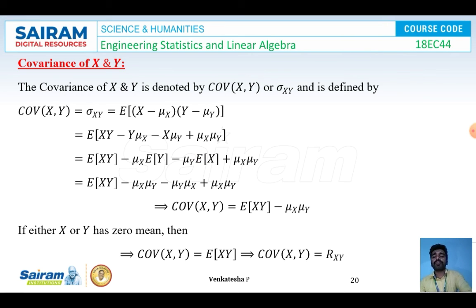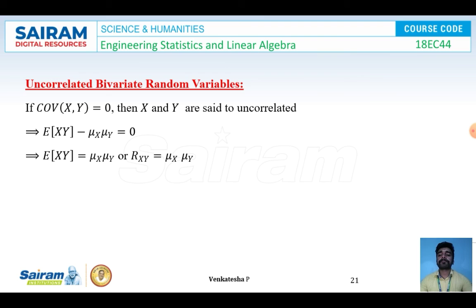Since mu x and mu y are constants, I am taking them outside. So now it becomes expectation of xy minus mu x mu y minus mu x mu y plus mu x mu y, so I can cancel these two. So I got the covariance of xy equal to expectation of xy minus mu x mu y. If x or y has 0 mean, then the covariance of xy will become expectation of xy, or covariance of xy will be equal to Rxy.